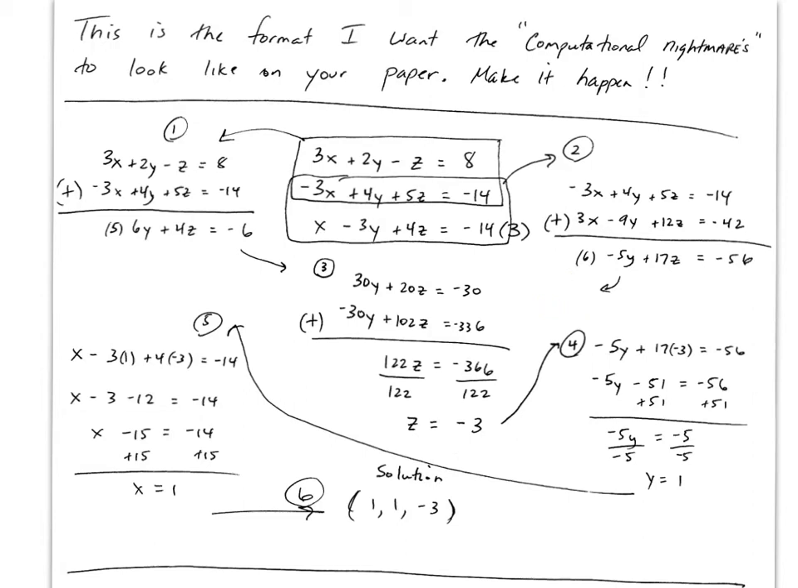Knowing that z is negative 3 and that y is equal to 1, I could use any of the three original equations. I chose to use the third one. I put in 1 for y and negative 3 for z, and I figured out that x was equal to 1. And then I wrote my solution, my ordered triple, at the bottom, and it was (1, 1, negative 3). So that's how you solve a system of equations with three unknowns.